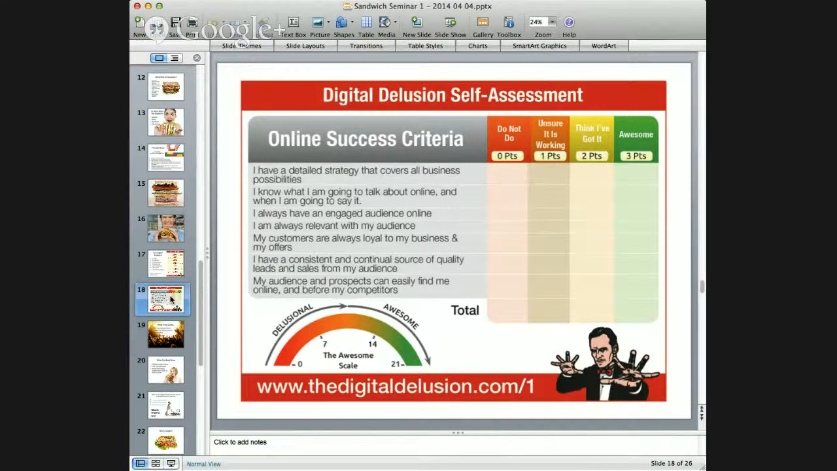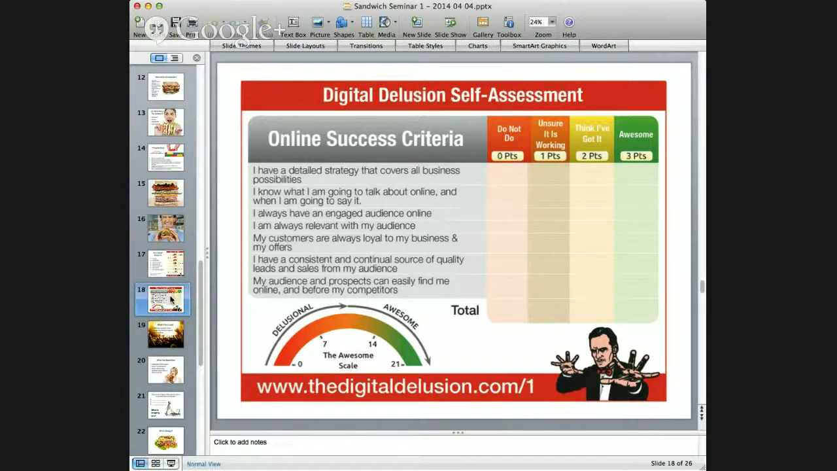Number 6, I have a consistent and continual source of quality leads and sales from my audience. And number 7, my audience and prospects can easily find me online and before my competitors. All right, so again, score yourself 0, 1, 2, or 3 points.